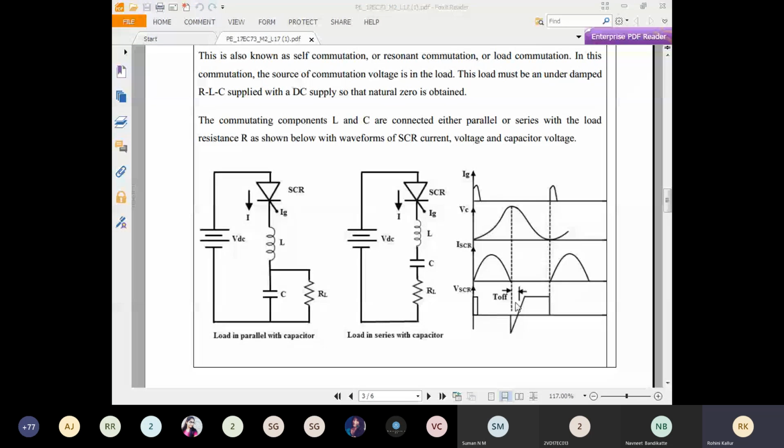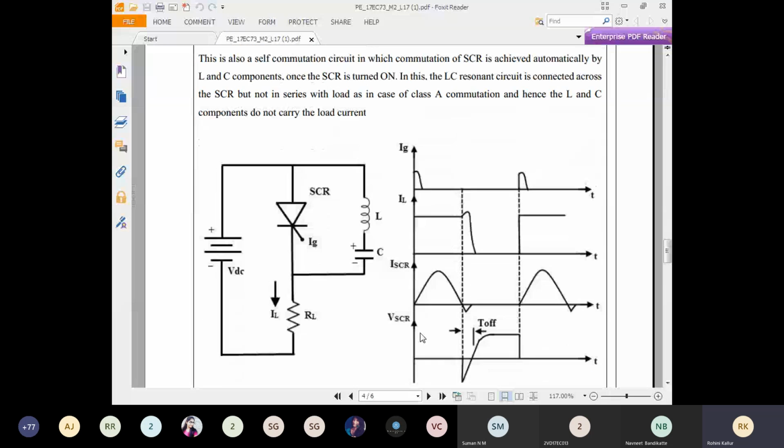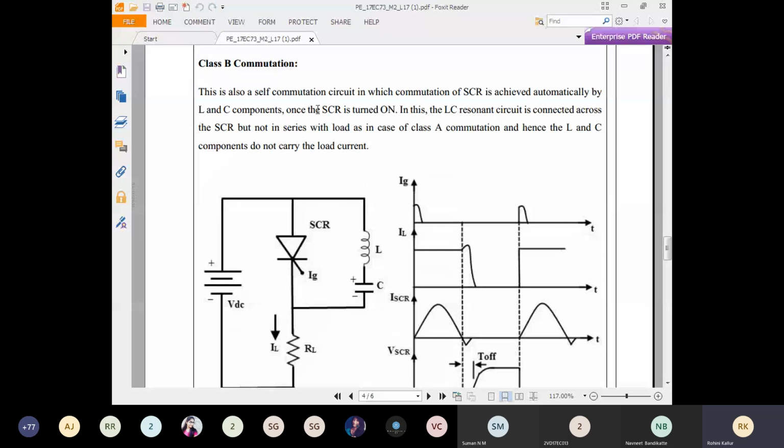So here, across your SCR, it takes this amount of time where the voltage will be negative and the applied current will also be negative, because of which the device will be in the off condition. Similarly, this is called class B commutation.